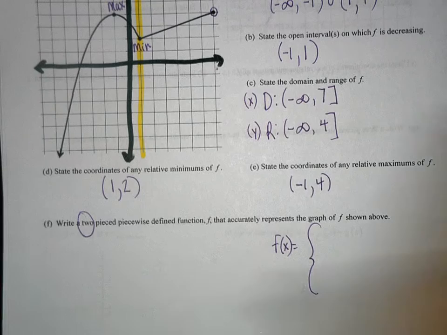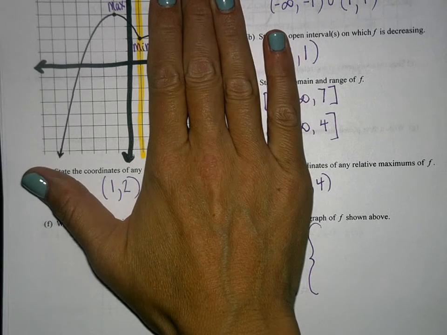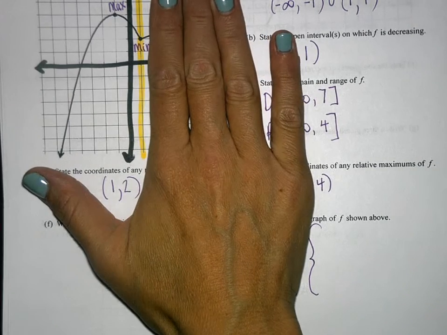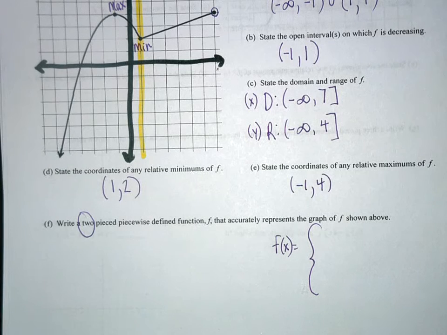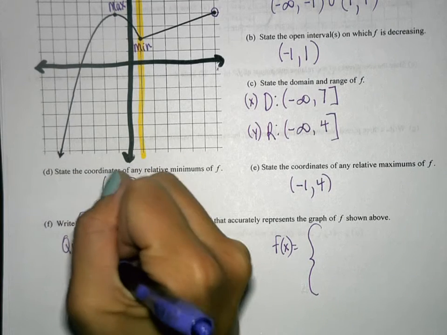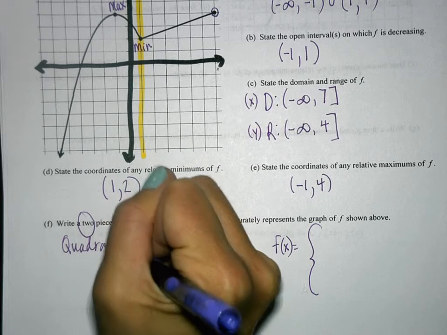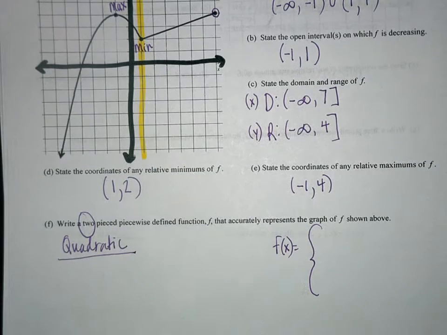So let's start with the left side of our graph. Okay, we know that's what type of function? A quadratic. Okay, and so I'm going to write quadratic, knowing that this is the work for my quadratic function. And just a reminder, what is the max?